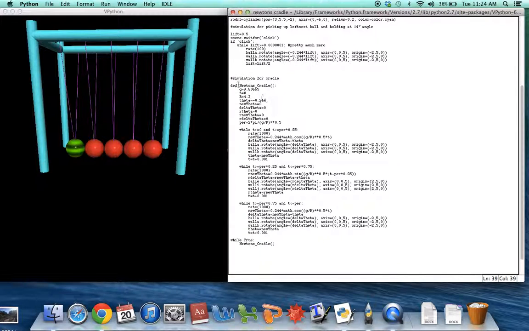Now we have the simulation for Newton's Cradle. At this point, the ball will have reached the 14 degrees and it'll start going down, and that's where this model begins to run. Let's define all of the variables first. g is gravity, t is time, r is the length of the pendulum.